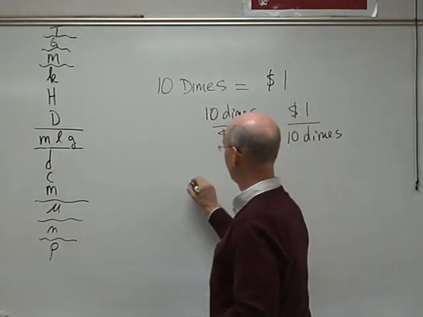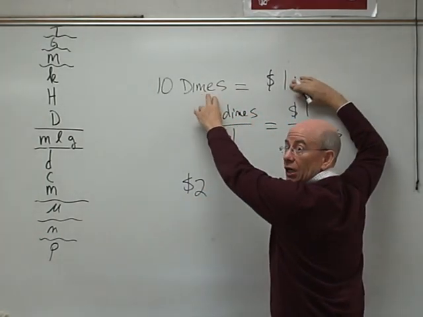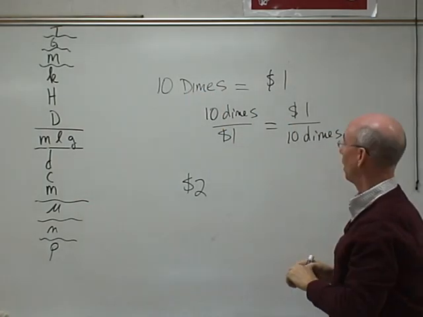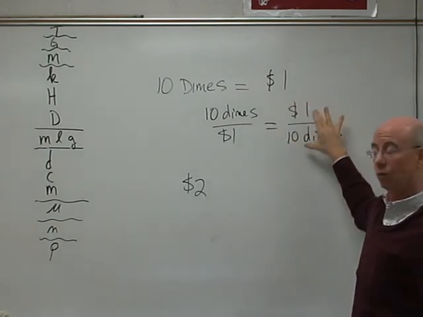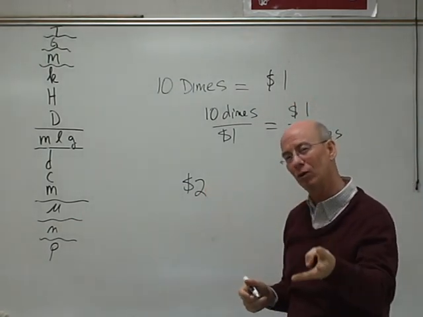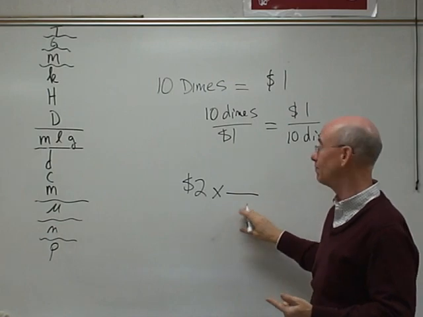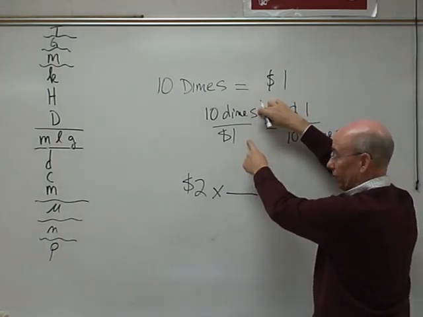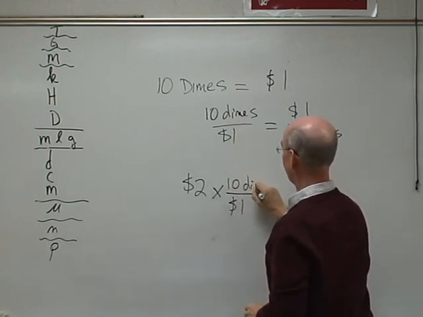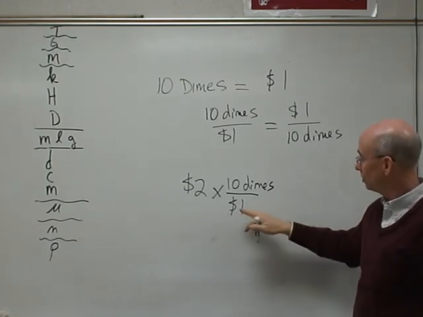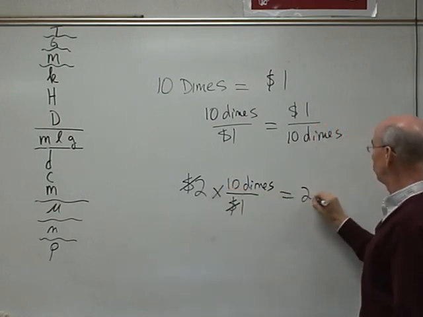For instance, let's say I have $2 and I want to know how many dimes that is. So I go to my equality. I know that 10 dimes is $1. I also know that I have these conversion factors I can work with. Now, which one will I use? Well, I have dollars, so I want to get rid of dollars. Mathematically, to get rid of dollars, since it's in the numerator, I'm going to divide by dollars. So I want this conversion factor. I have $1 in the bottom, and I have 10 dimes on top. Okay? So you can see here that now dollars will cancel. And 2 times 10 would give me 20 dimes.